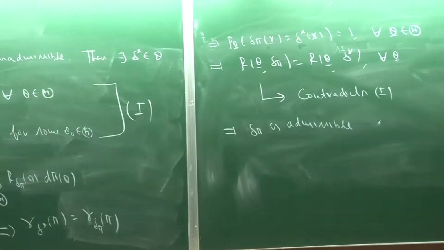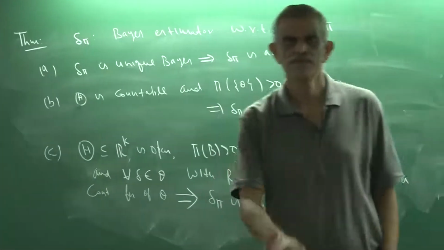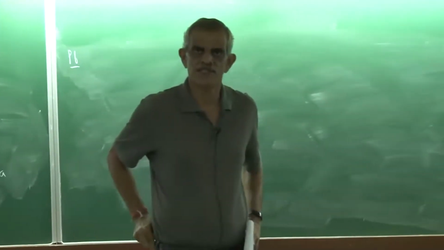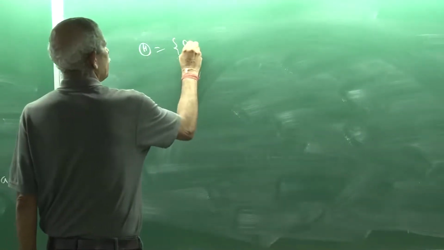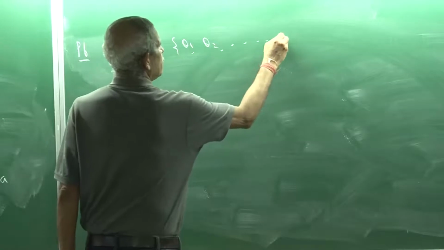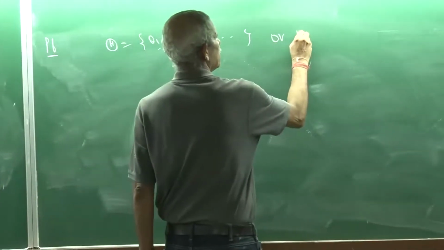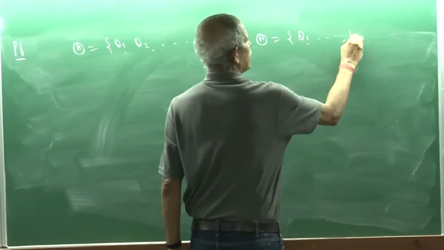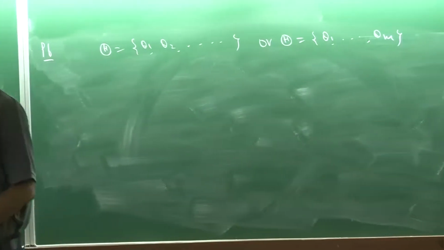Okay, now let's do part B. My theta is given to be countable. Countable means its elements can be put in one-to-one correspondence with the set of natural numbers, or it is finite. So theta is either theta 1, theta 2, and so on, or it is finite: theta 1, theta 2, up to theta m. These are the two scenarios.